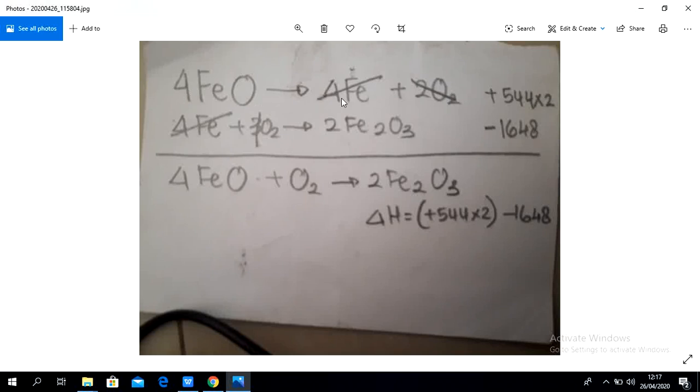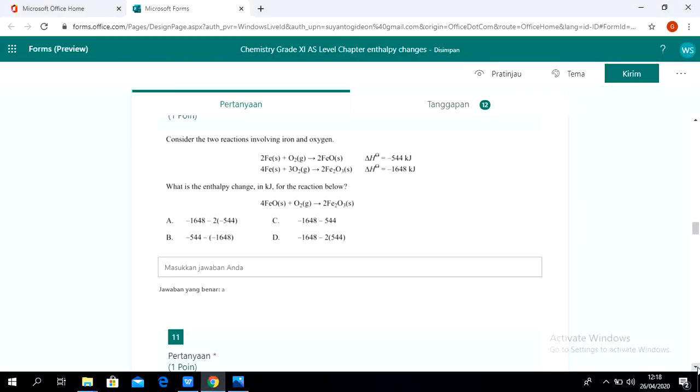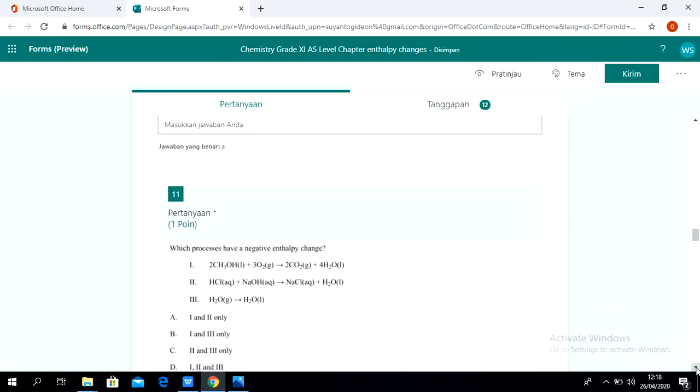FeO decomposes to become Fe plus oxygen. This is multiplied by 2, and we change the orientation. Then this one, the formation of Fe3O4. So the equation is the same, the enthalpy change is also the same. Okay, now let's continue to the next number.